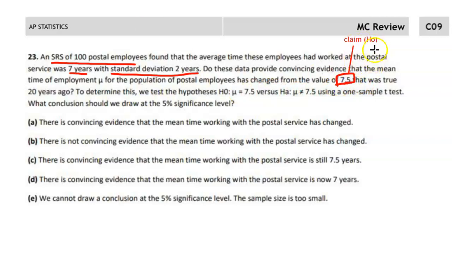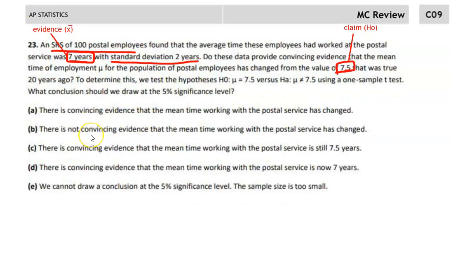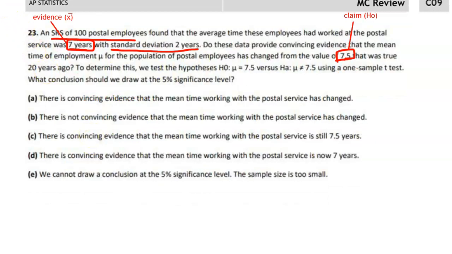We could also refer to it as the claim. And the 7 years, that seems like it's the evidence, right? It's from the sample. So in order to answer this question, to determine whether the evidence is convincing or not, let's set up our significance test.